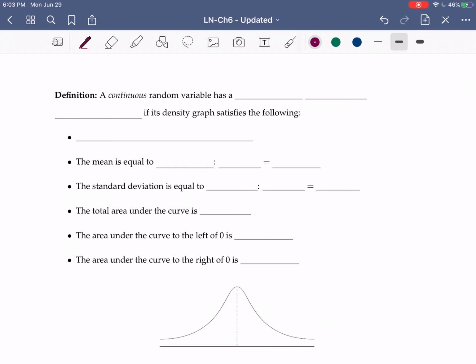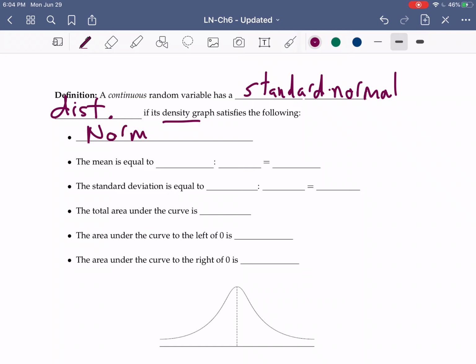In this video, we're going to take a look at a standard normal distribution. It is a distribution that has a density graph that satisfies the following. So the first thing is it should be a normal distribution.